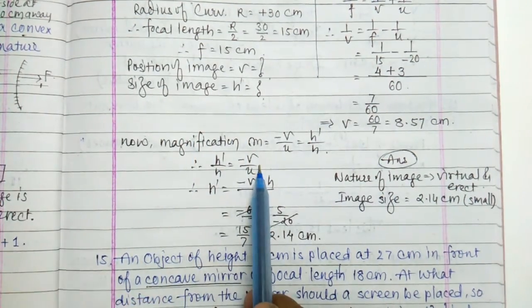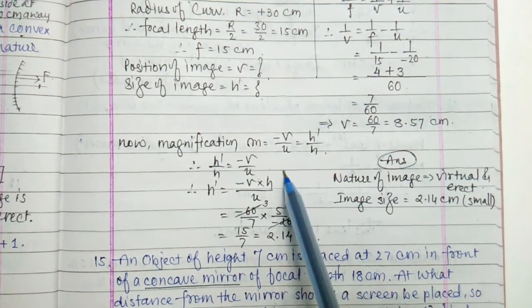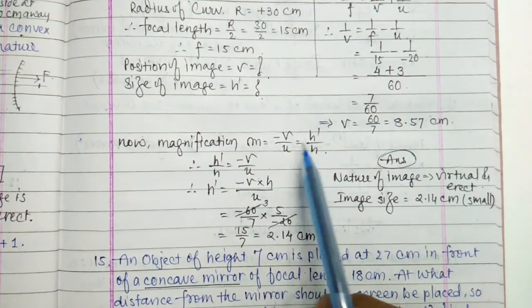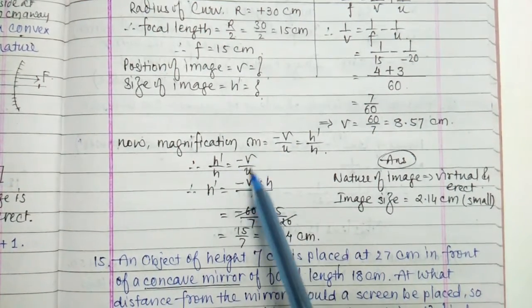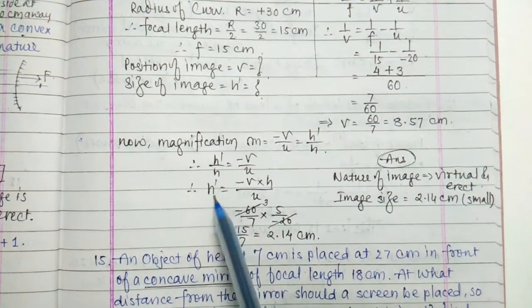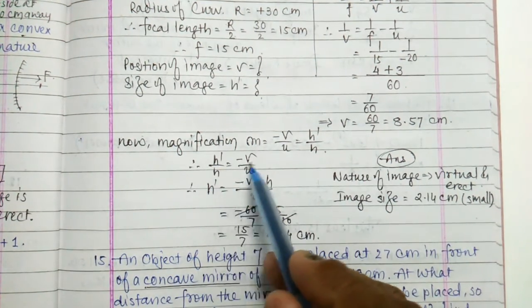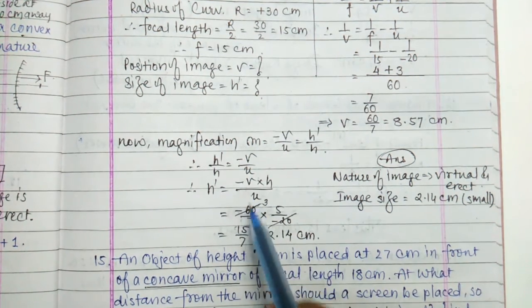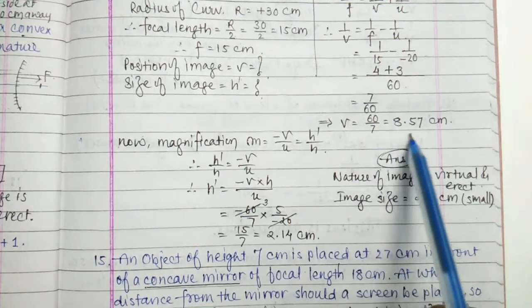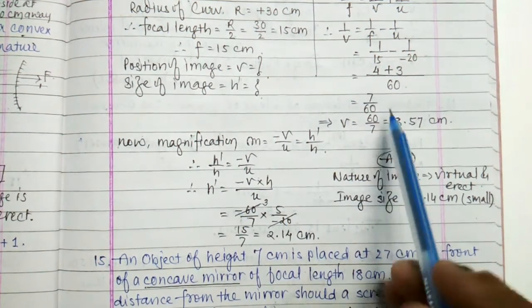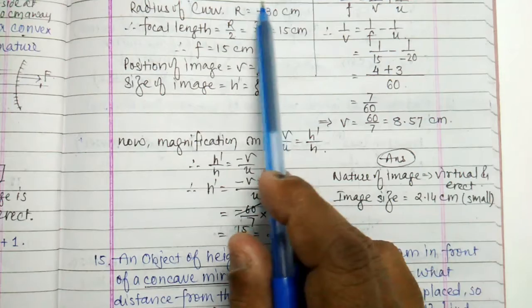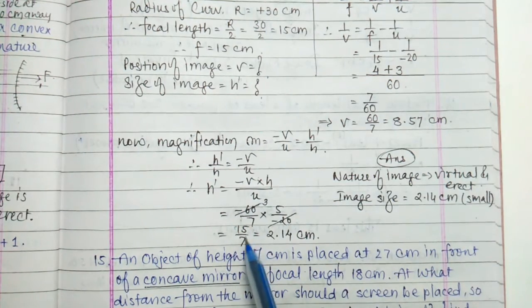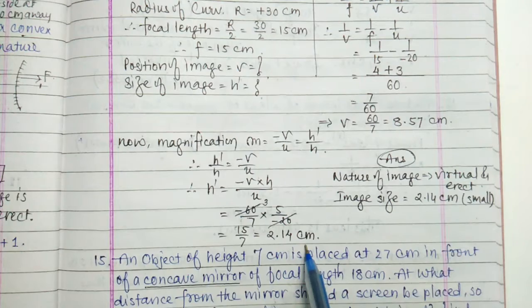Now we have to find the image height. So we have to use magnification. So m is equal to minus v upon u is equal to h dash upon h. Therefore h dash upon h is equal to minus v upon u. By cross multiplication, h dash is h multiplied by minus v upon u. So v is equal to 60 upon 7, h is 5, and u is equal to minus 20. So 15 upon 7, it is 2.14 centimeter.